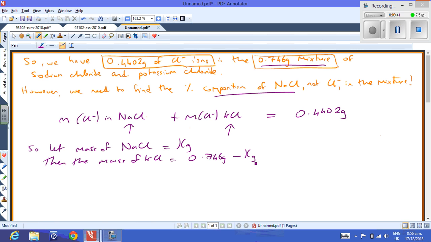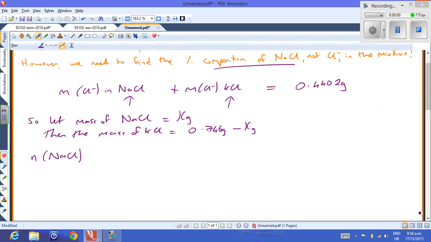So how do we do this? Well, you want to keep these little triangles beside you as you work. The moles of NaCl are going to be equal to the mass of NaCl over the molecular mass of NaCl. The mass of NaCl we just said was X grams, so that's X grams divided by the molecular mass of NaCl, which is 58.5 grams per mole. That's how you'd represent the moles of NaCl.